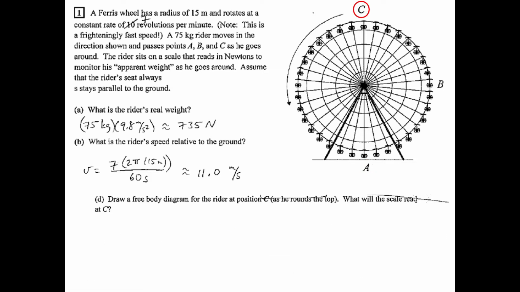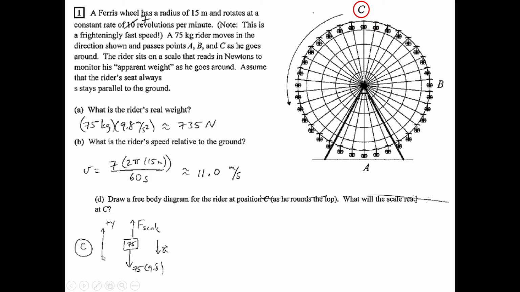All right. What about at point C? That's at the top. I've circled it up here. Well, a lot of the stuff is the same, right? The scale, hopefully, is still pushing upward on you. Your weight hasn't changed just because you're still near the surface of the Earth, so it's still mg.